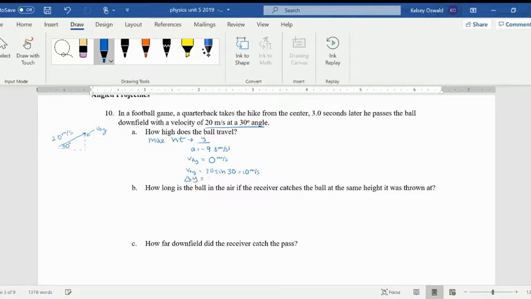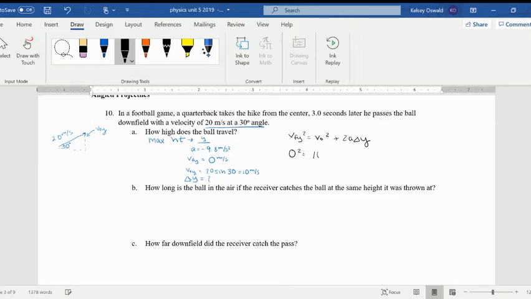I do not know my time to reach the maximum height. That 3 seconds, the quarterback is still holding onto the ball, so that 3 seconds does not include the time that the ball was in the air. So using this information, I'm going to want to use my equation that my final velocity squared equals my initial velocity squared plus 2 a delta y, because I know my final y velocity is 0.